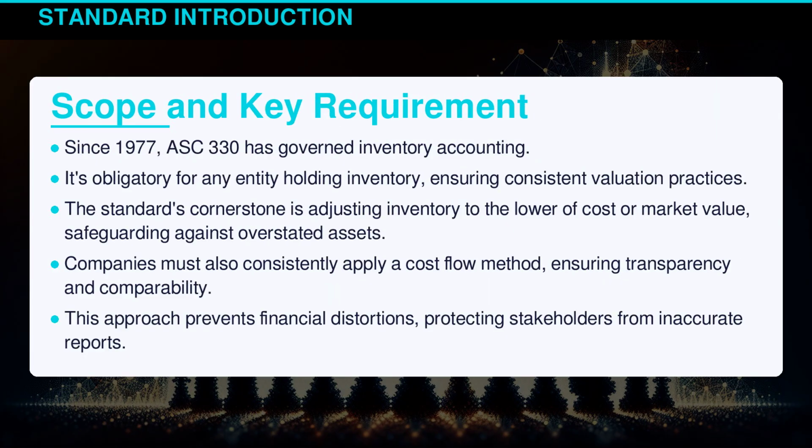Since 1977, ASC 330 has governed inventory accounting. It's obligatory for any entity holding inventory, ensuring consistent valuation practices. The standard's cornerstone is adjusting inventory to the lower of cost or market value, safeguarding against overstated assets. Companies must also consistently apply a cost flow method, ensuring transparency and comparability. This approach prevents financial distortions, protecting stakeholders from inaccurate reports.